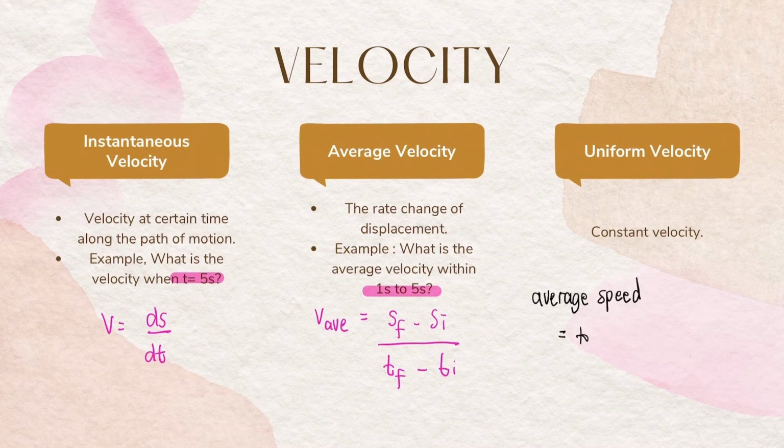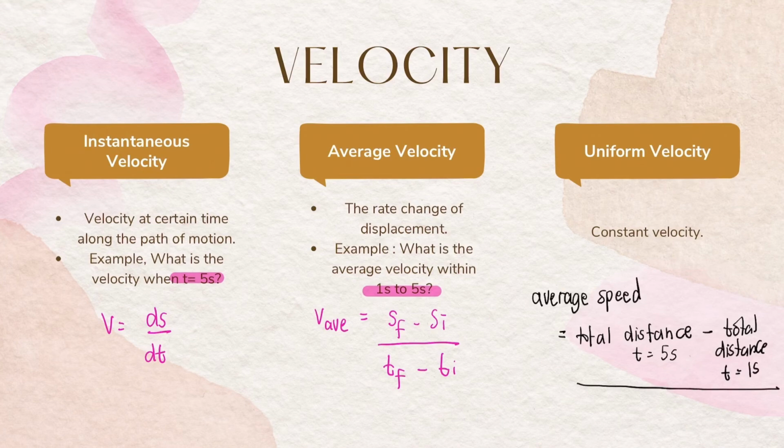Total distance, katalah 1 second to 5 second. So average speed is total distance when T sama dengan 5 second minus total distance when T is 1 second. Lepas tu over T final minus T initial lah, which is 5 minus 1, for example, like that. So the difference between them is the average velocity, we are talking about displacement. Average speed, we are talking about the change in distance travel.